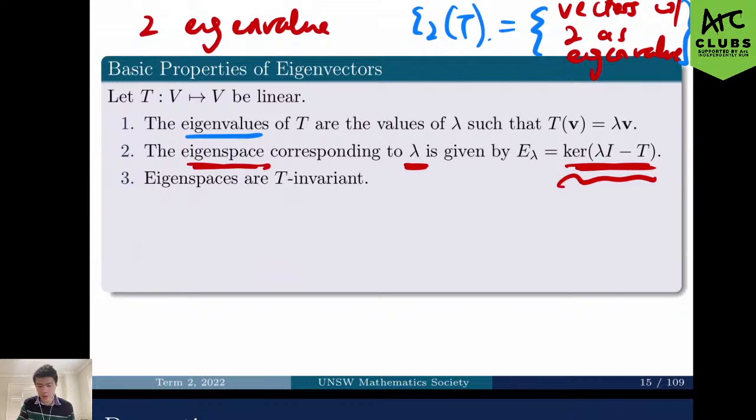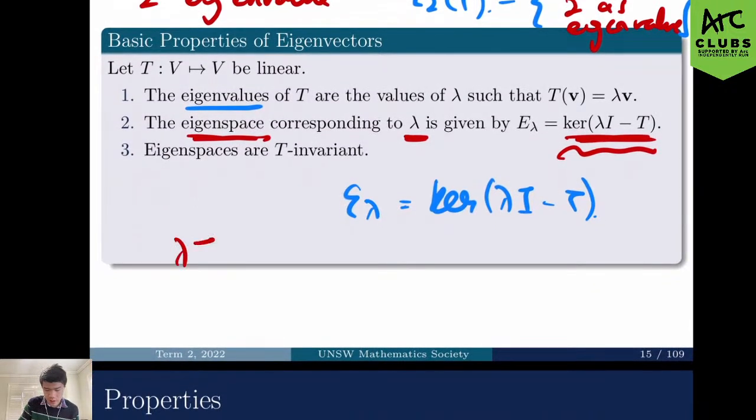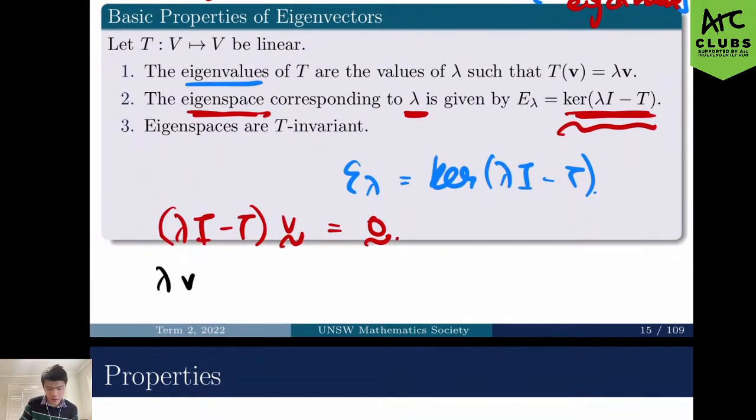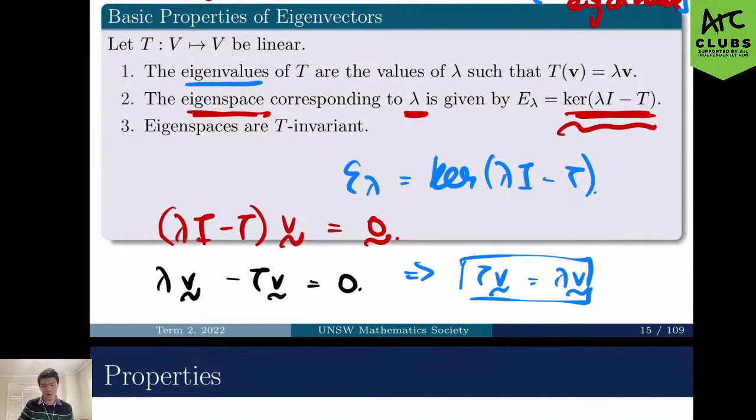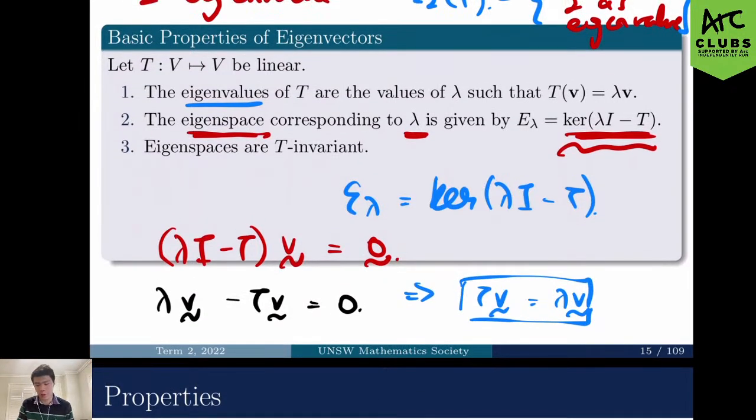The eigenspace corresponding to lambda is also written as the kernel, and you recall this from first year, of lambda I minus T. Because, just a revision, if v is in the kernel of lambda I minus T, then this is equal to 0, which means that if you expand this out, lambda v minus T of v is equal to 0, which means that T of v equals lambda v. So something you recall from first year. But basically that's how we find all the eigenvectors for a given eigenvalue.